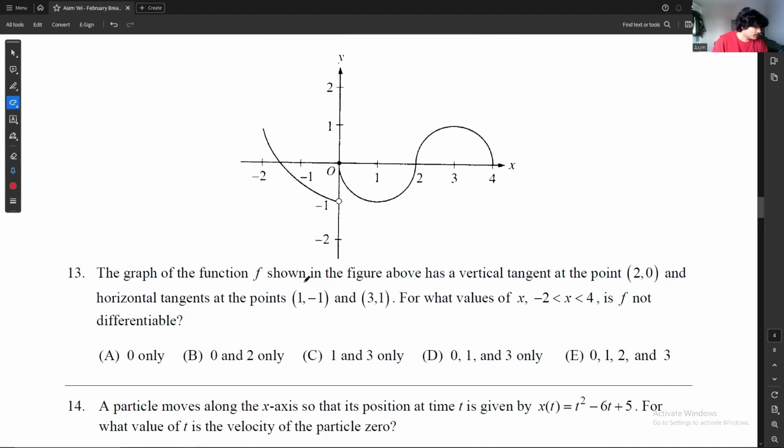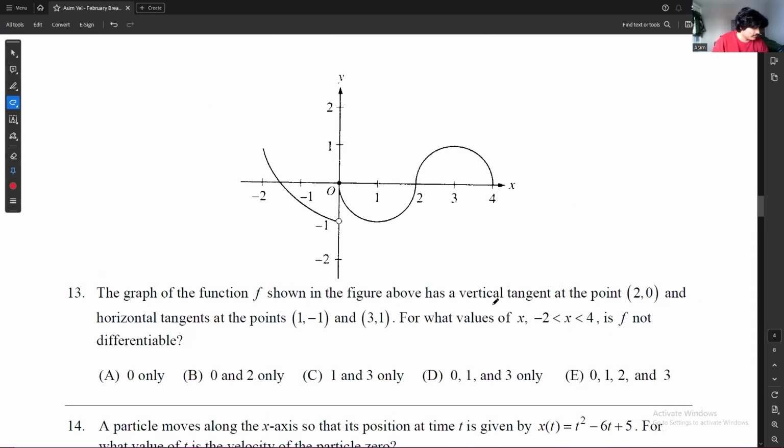The graph of the function f shown in the figure above has a vertical tangent line at the point (2, 0) over here. So a vertical tangent line means it's undifferentiable, and horizontal tangents at the points 1 over here and 3 over here, which means our derivative is equal to 0, which actually means they're changing concavity.